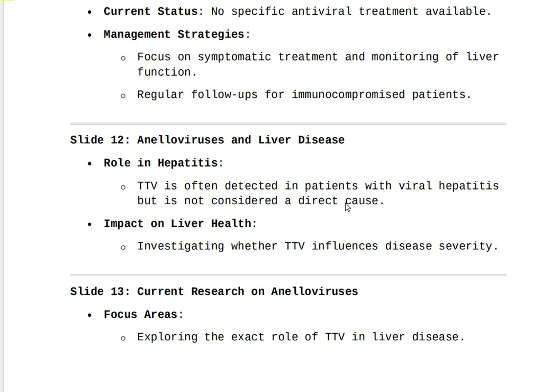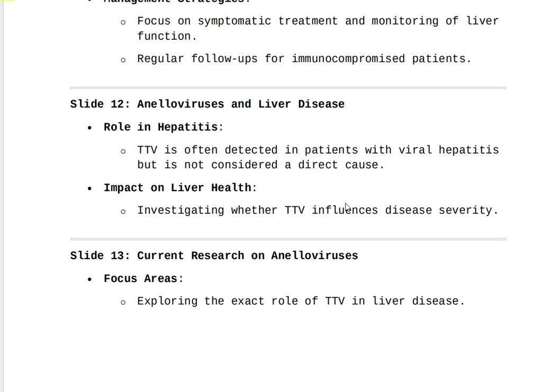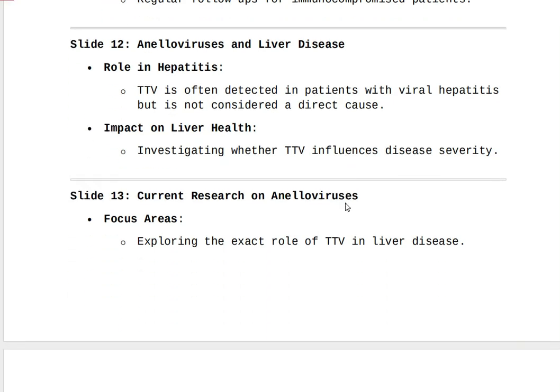So regular follow-ups are necessary for immunocompromised patients. In patients with hepatitis, we don't really know if this is related to the severity of the condition.